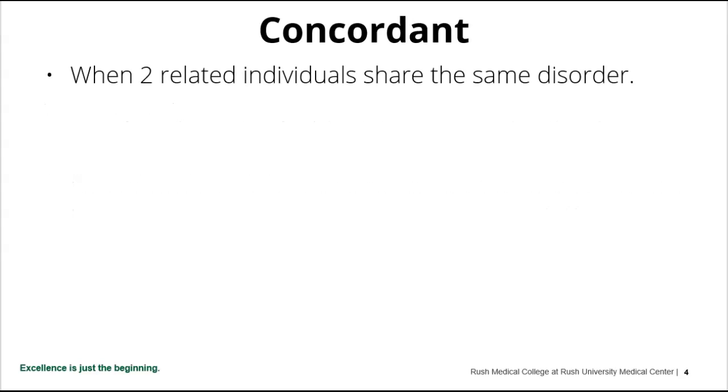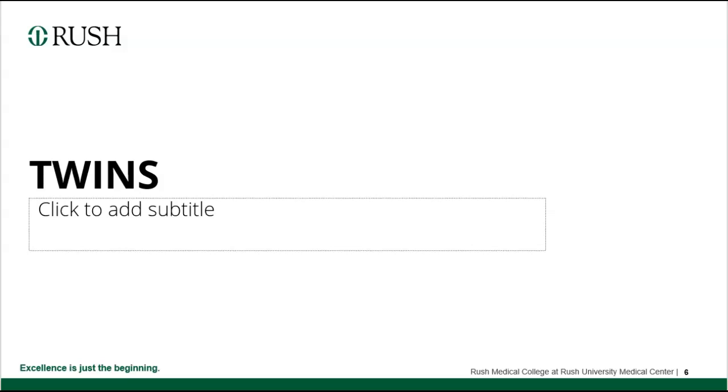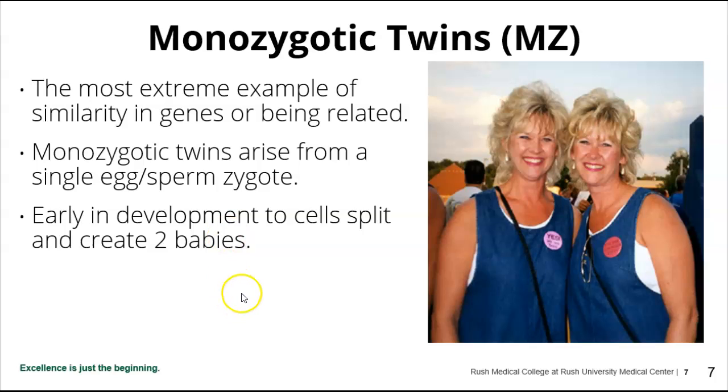Concordant for disorder means that two relatives have the same disorder, and discordant means one individual has it and the other does not. Now, one of the ways to tease that out is twin studies. Twin studies have been done for hundreds of years. Unfortunately, during World War II, Mengele did some horrible twin studies. But it's actually comparing monozygotic to dizygotic twins, and it's a great way to pull apart what is purely genetic and what is environmental or other factors that we don't quite understand yet.